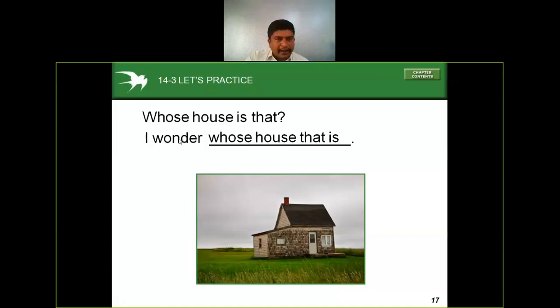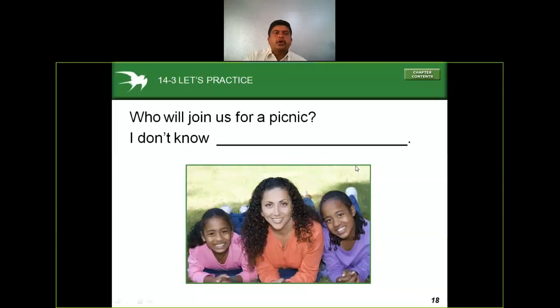"I wonder" is already there, but you have "whose house". Always the auxiliary verb will go at last. Keep this in your mind. The auxiliary verb will go at last when you are making a noun clause. Do you understand? Okay, yes. Who will join us for a picnic? I don't know who will join us for a picnic.